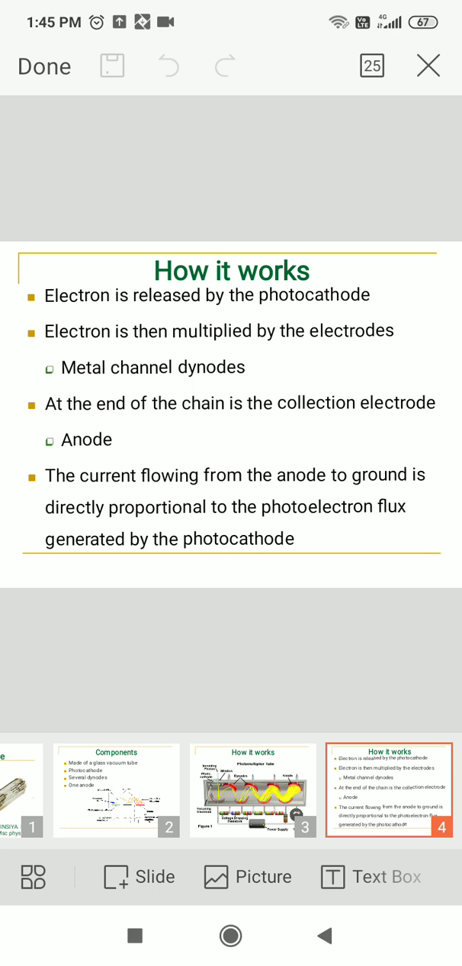Then how does it work? Electrons are released by the photocathode. The electrons are then multiplied by the electrodes or metal channel dynodes. At the end of the chain is the collection electrode, that is the anode. The current flowing from the anode to ground is directly proportional to the photoelectron flux generated by the photocathode.